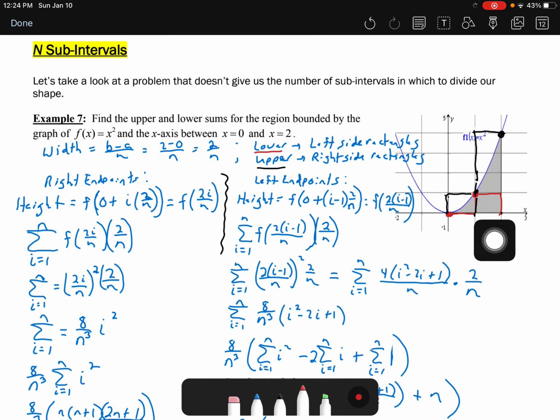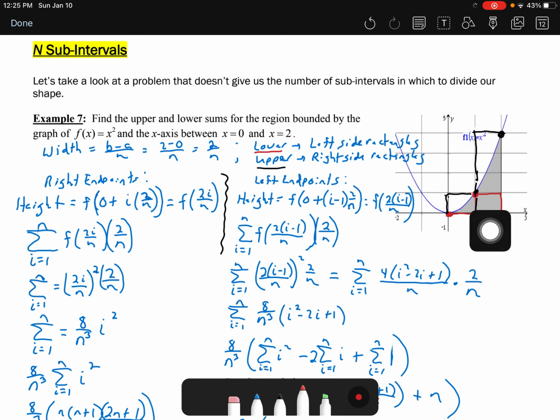I just drew in 2 rectangles here, because that was simple to draw, just to demonstrate the difference. Now this is an increasing function, right? It's this parabola from 0 to 2, it's increasing there. So the lower sum is going to be the left side rectangles, and I drew those ones in red. Actually this first one doesn't have any height at all, because if we start at 0, the height at 0 is 0, and so we basically have no area there.